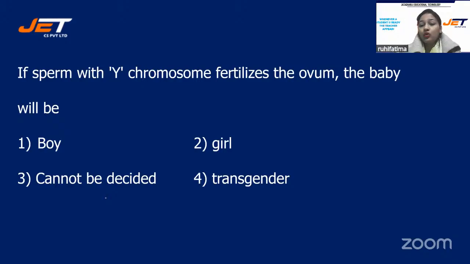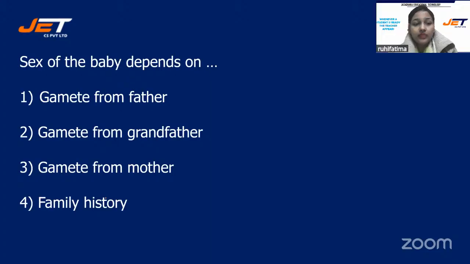Okay, you all are correct. Those who have selected option number one, boy. Okay, well done, students. Great, great. I can see maximum of you have written boy. Excellent. Next question. Sex of the baby depends on, and your options are number one, gamete from father.